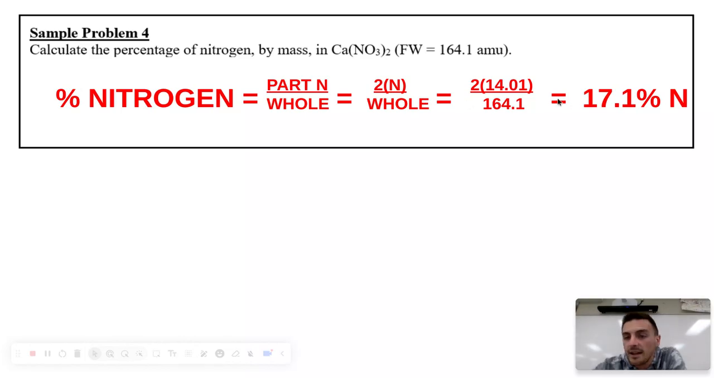And that's how you, no matter how much of it there is, calcium nitrate is always going to be 17.1% nitrogen. And that's why firefighters and police officers and stuff go color up.